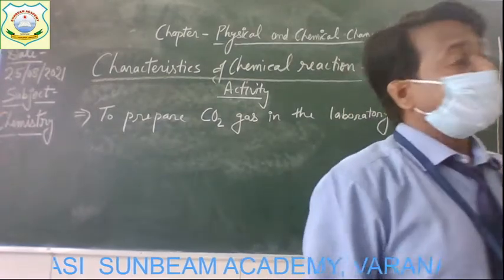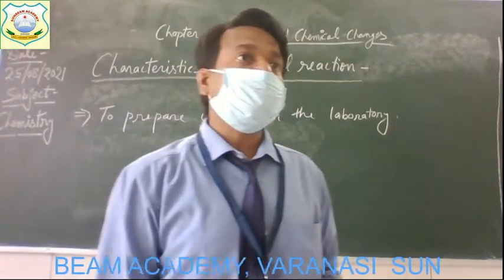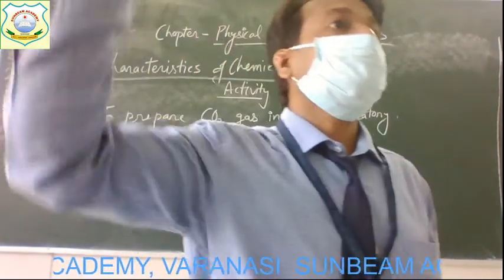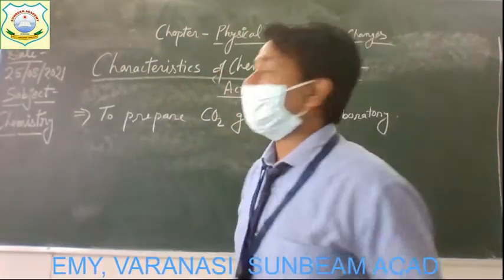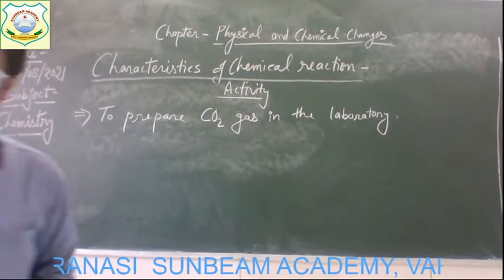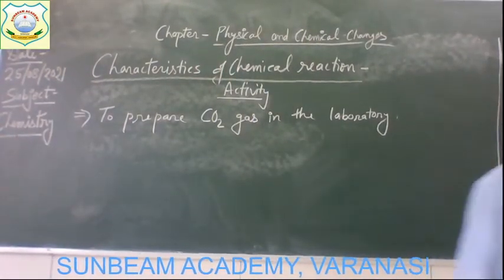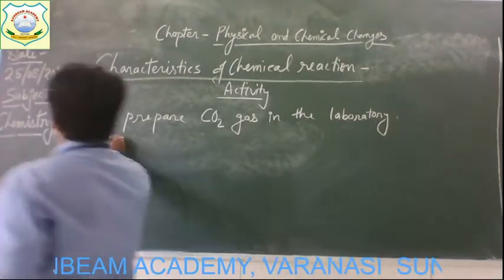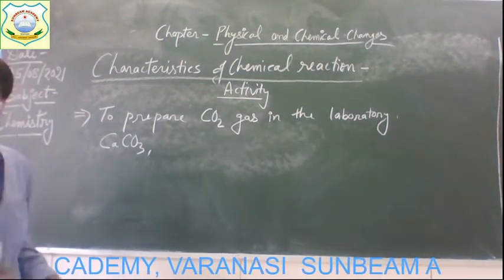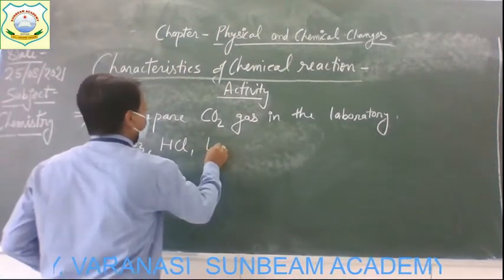Okay, children, for this activity we require some materials: some test tubes, a glass tube which gets bent from two places. We also require calcium carbonate and hydrochloric acid, and also a candle and lime water. So these are the materials: calcium carbonate, CaCO3, hydrochloric acid, HCl. Alright, we require lime water.